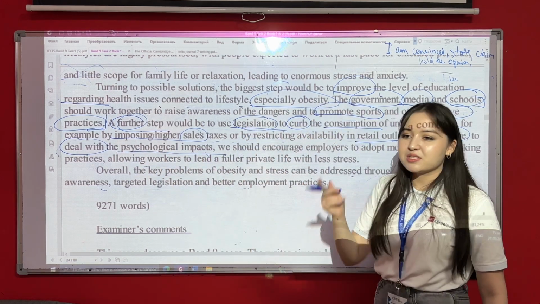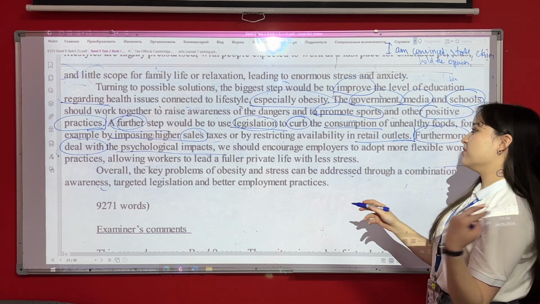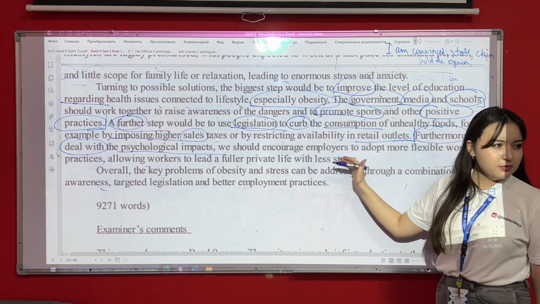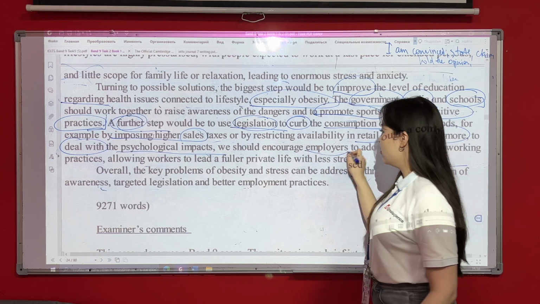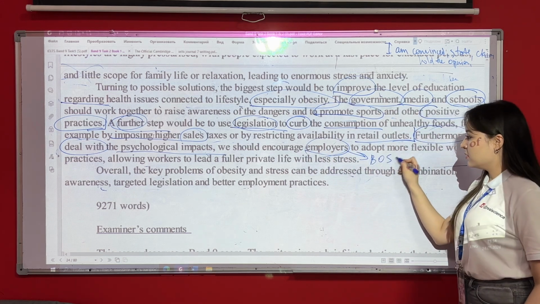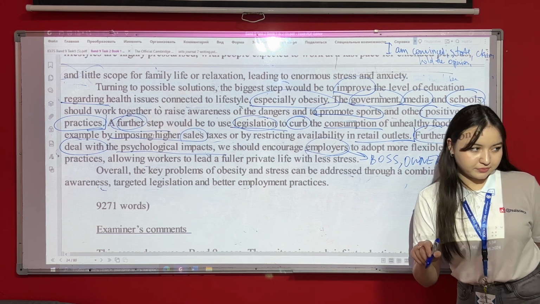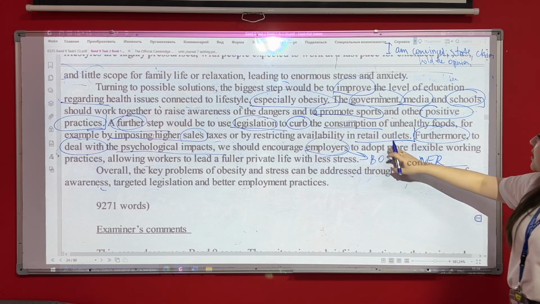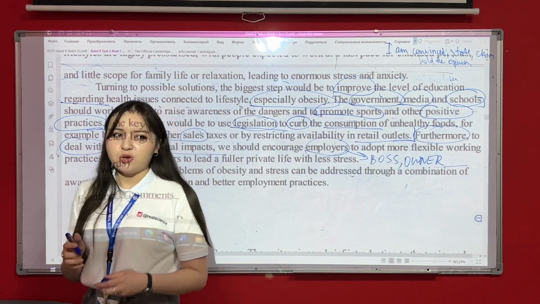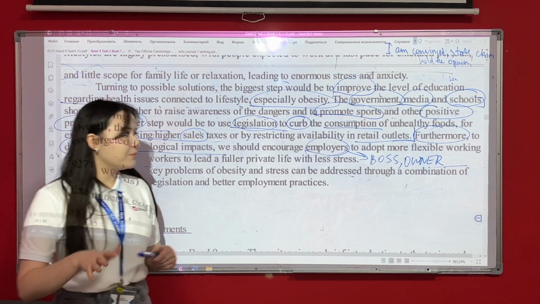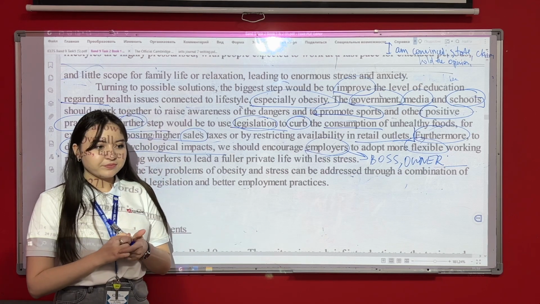Psychological impact, so it is about our mental health, right? Psychological impacts. We should encourage employers. Who are employers? The boss in this case, or the owner, let's say, the owner of the company. So employers to adopt more flexible working practices. What does flexible mean?